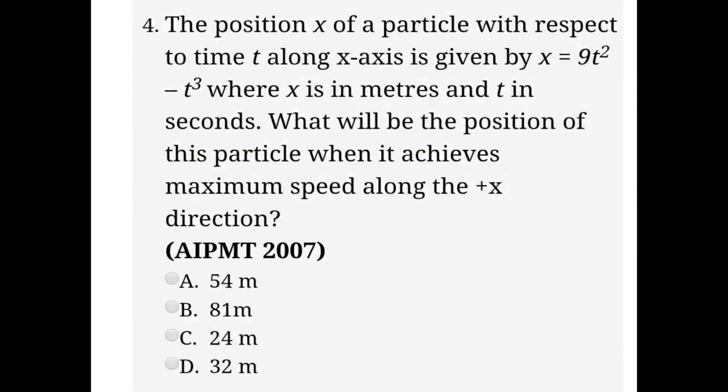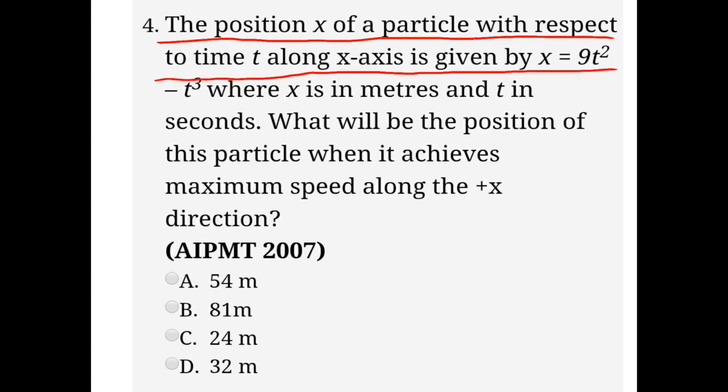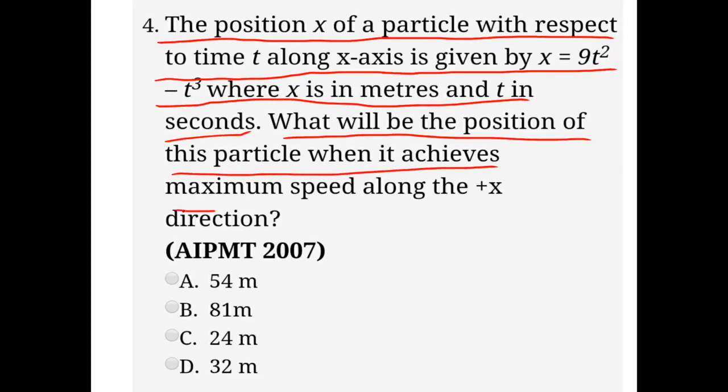Question number 4. The position x of a particle with respect to time t along the x-axis is given by x equal to 9t square minus t cubed, where x is in meters and t is in seconds. What will be the position of this particle when it achieves maximum speed along the x direction? They have given 4 options: A 54 meter, B 81 meter, C 24 meter, D 32 meter.